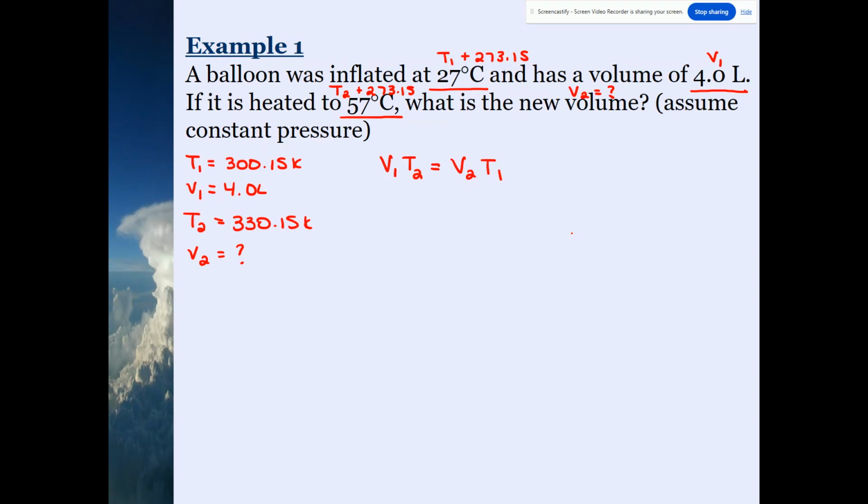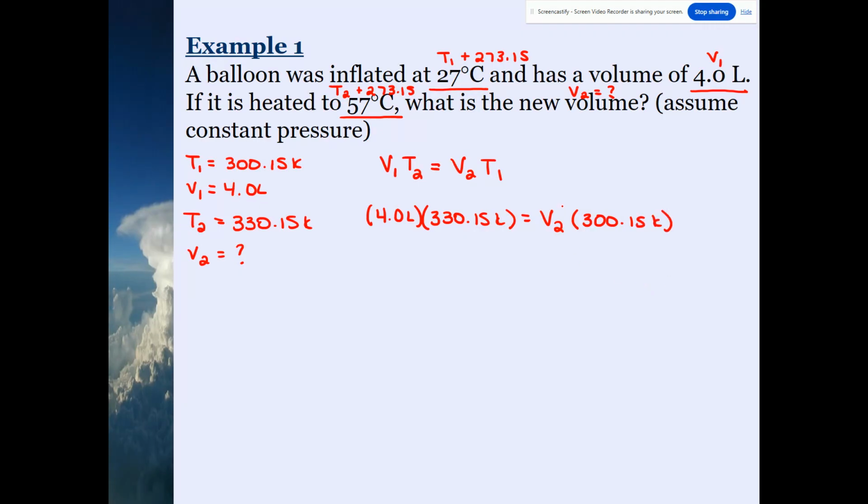Now we want to put our variables in and then rearrange, or again, like I mentioned in my previous video, you can rearrange first and then put your variables in. So my V1 is 4.0 liters. My T2 is 330.15 Kelvin. So the V's and T's are on opposite sides. It's not V₁T₁, it's V₁T₂. So make sure you're careful with that. V2 is what I'm solving for, and T1 was 300.15 Kelvin.